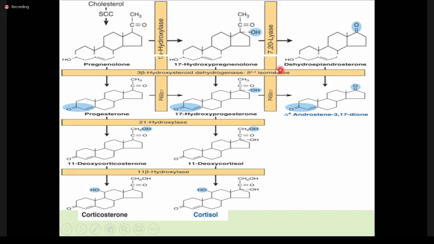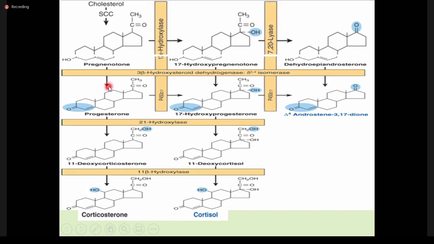hormone. So these steps, as you can see here, are generated by a complex which is the CYP450, that has hydroxylase activity as well as lyase activity in order to remove the rest of the side chain. And this is the difference between these two molecules.